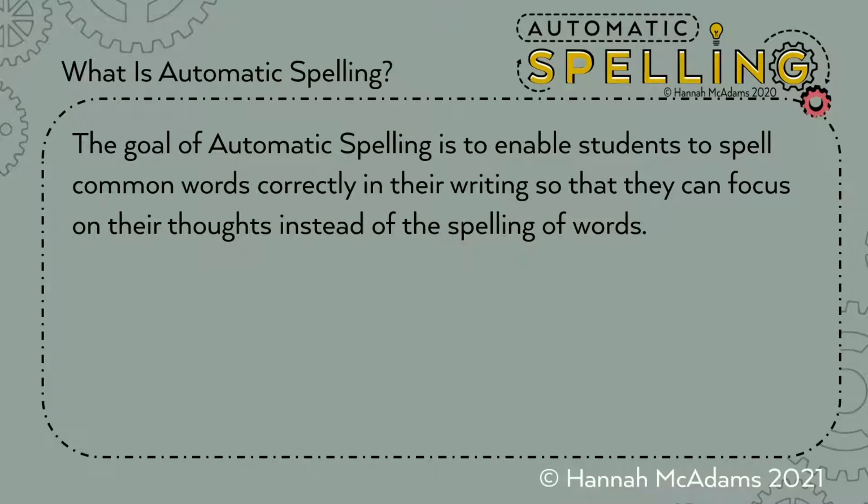Okay, the goal of automatic spelling is to enable students to spell common words correctly in their writing so that they can focus on their thoughts instead of the spelling words. Some students don't mind spelling things incorrectly while they're writing and then they correct them later, but there are a lot of students that get hung up because they think, I should be able to spell this word, and they can't. So that's why I created automatic spelling. This was the issue that my daughter was having, and I've seen many students who struggle with this. Not being able to put their thoughts on paper because they couldn't remember or couldn't retrieve the spelling of words.